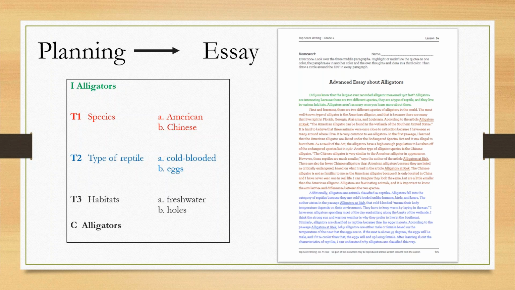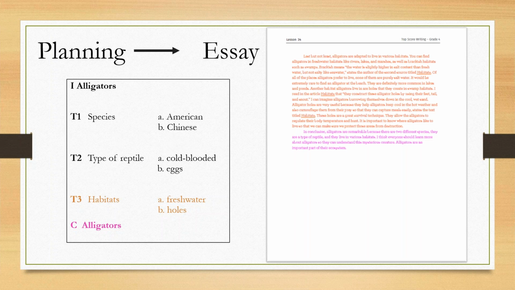essay. On our planning sheet, all of the T2 information is in blue. In the example essay, we have written an entire second body paragraph about types of reptiles. The T3 topic on the planning sheet is highlighted in orange, and in the example essay, you can see how we've written the T3 paragraph. The conclusion is highlighted in pink on the planning sheet, and you can see how we have developed that into a conclusion paragraph in the example essay.